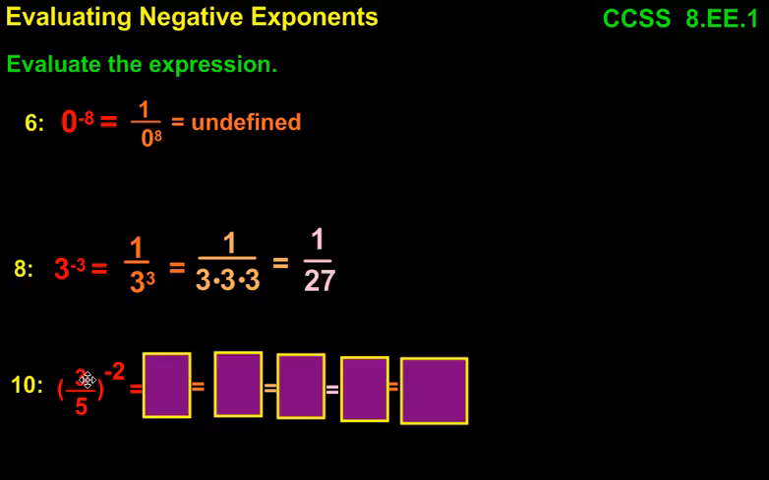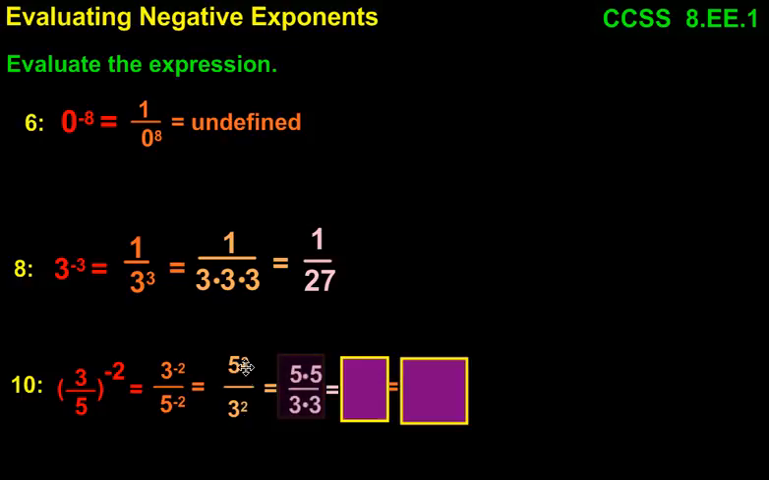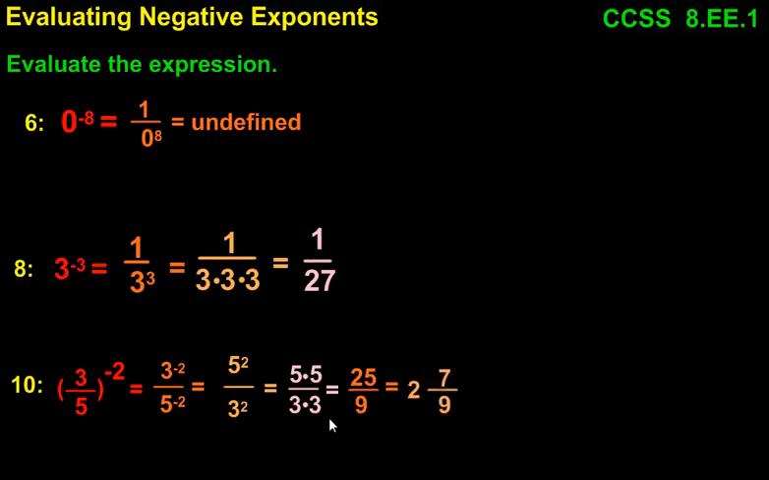For number 10, we have 3/5, and we have a negative 2 being distributed to the numerator and the denominator in this fraction. So we have a 3 to the negative 2nd power and a 5 to the negative 2nd power. Our first goal is to try to get rid of the negative signs on these exponents, and we can do that by getting the reciprocal of 3/5 and making it 5/3. And in doing so, we eliminate the negative signs. Now that we've done that, we can go ahead and actually solve it out. So we have 5 times 5 and 3 times 3. So we get 25 over 9. It's an improper fraction. And as a mixed number, it works out to be 2 and 7/9.